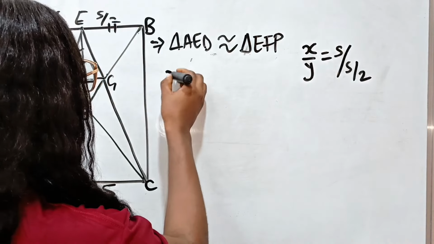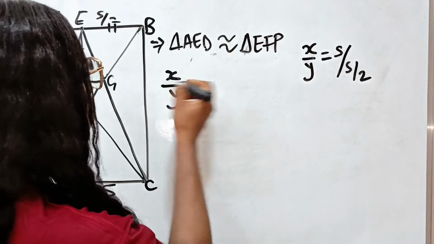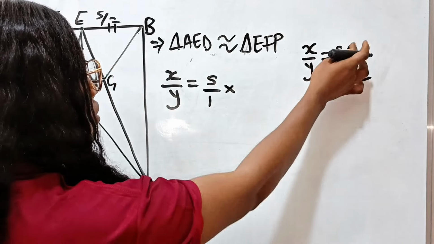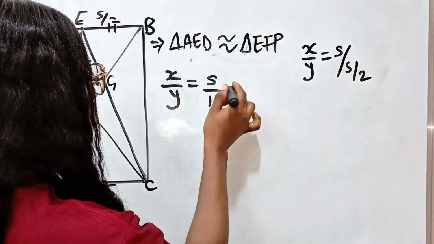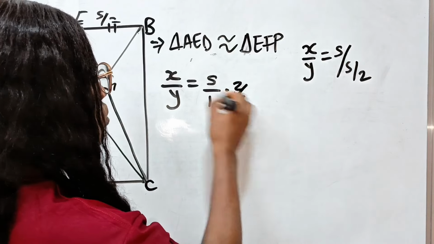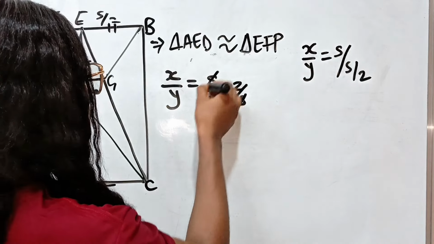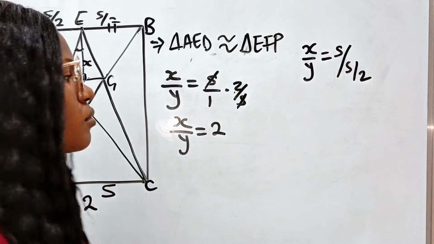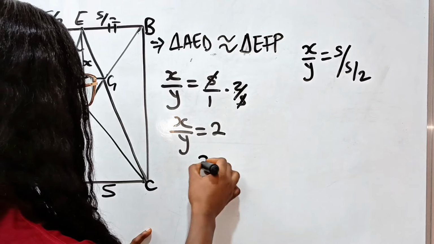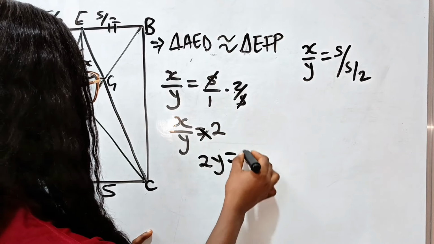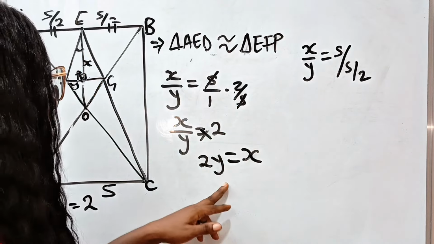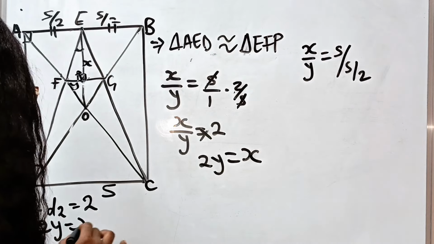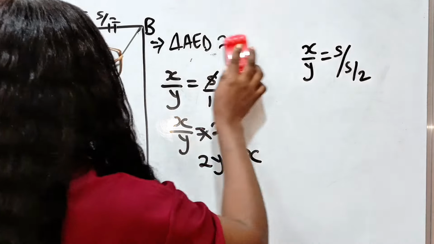Now, if you look at what we have, we can see that X over Y is equal to S over 1 multiplied by, if I change this division to multiplication, I will take the inverse of this, that is 2 over S. Now S divides S, we have X over Y is equal to 2. Therefore, if we cross multiply, 2Y is equal to X. And this is another important information. So let's write that 2Y is equal to X.